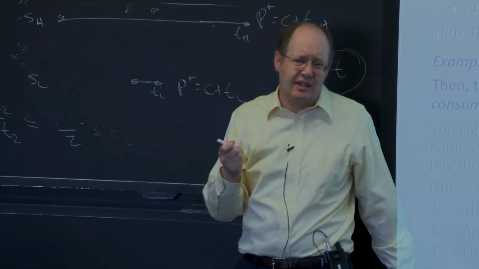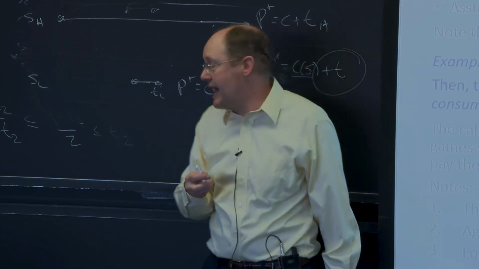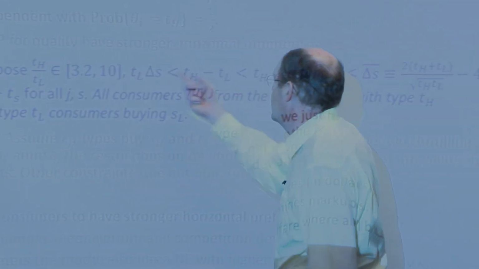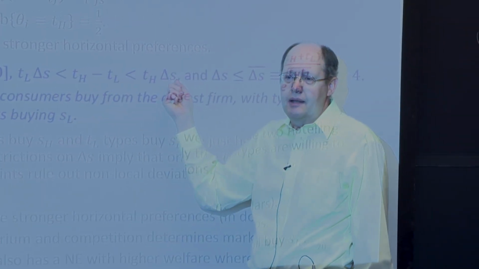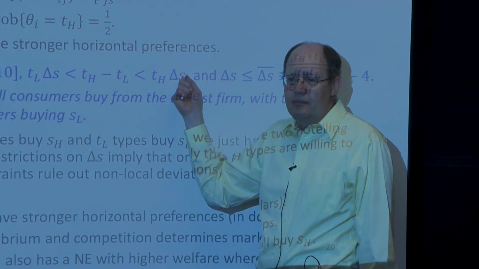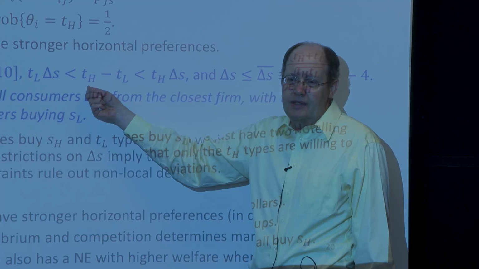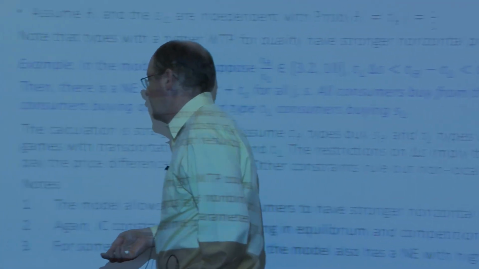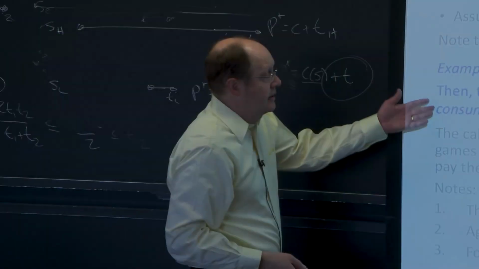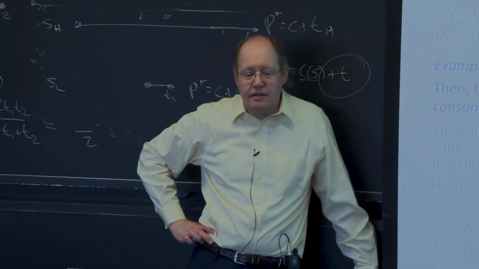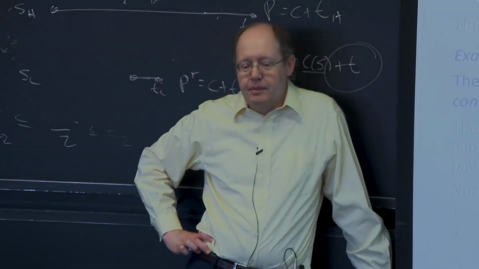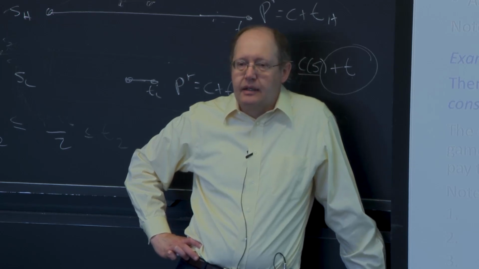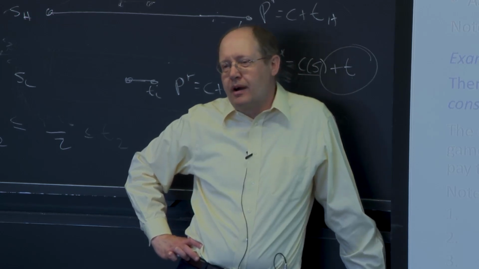It requires a coincidence, right? The coincidence is that TH minus TL is in this range that makes both of the IC constraints non-binding and makes the businessmen buy the business class tickets and the students buy the coach class tickets. But this is a perfectly reasonable model of second-degree oligopoly price discrimination. Again, it does say that competition determines markups.